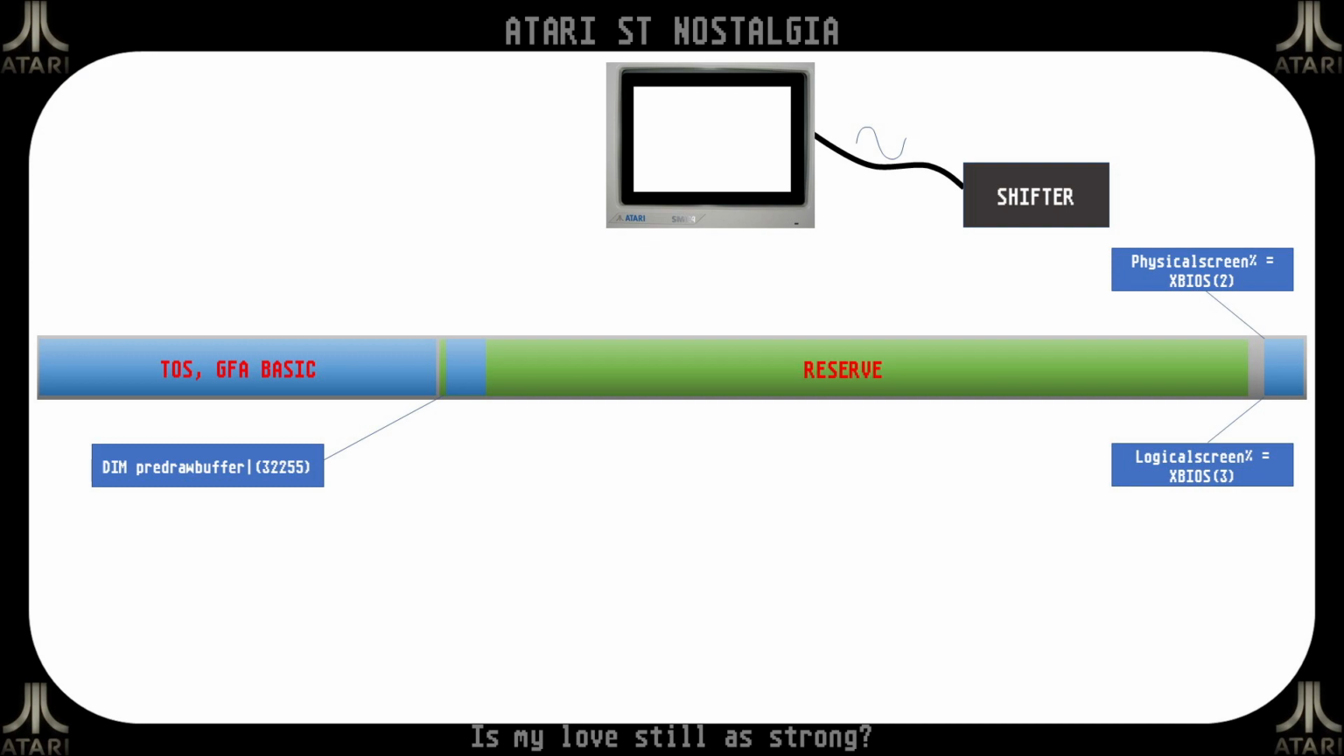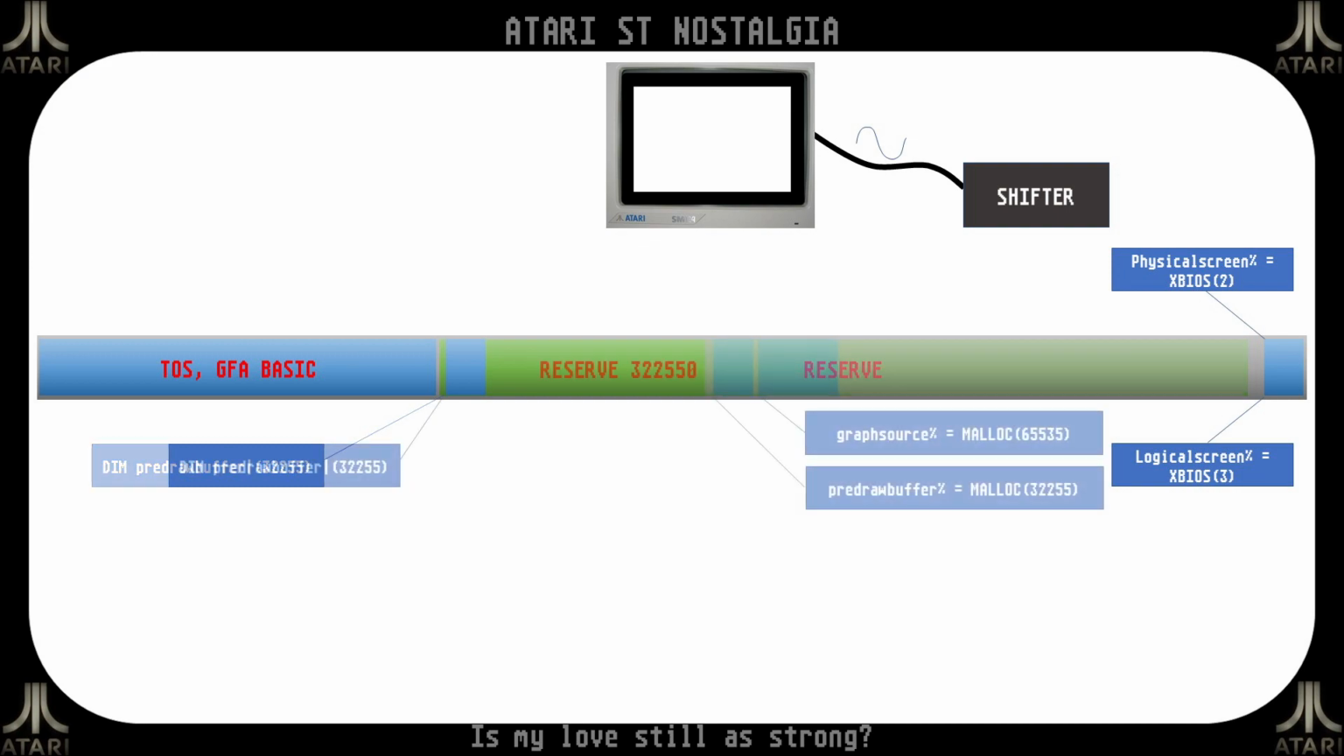And I was dimensioning an array to get my pre-draw buffer, and then this is how I was doing it. But if I want to allocate memory, the malloc command tries to allocate the memory outside of the memory that GFA Basic is using. So it's really like looking for free memory that's not in use by anything. And to be able to do that, I have to tell GFA Basic first to not use up all the memory, but only use a certain amount. So the rest of the memory is free for me to allocate for whatever I want to do. And that's what this visualization is representing.